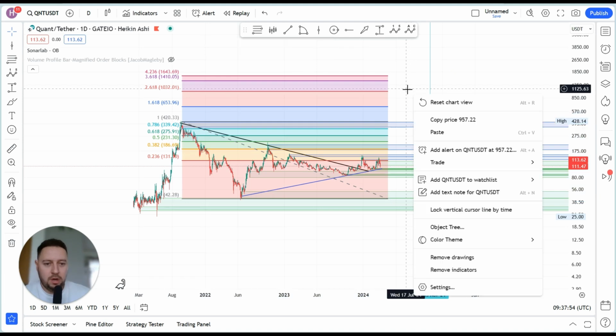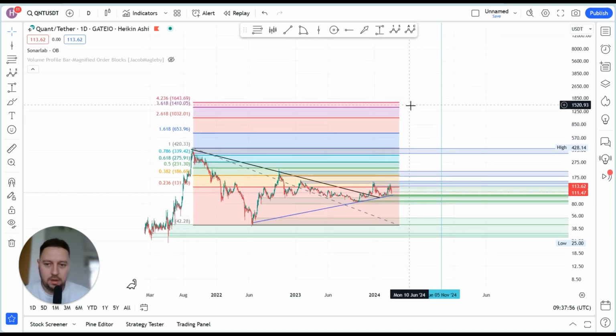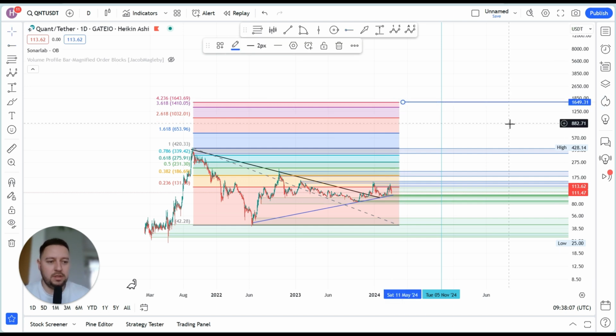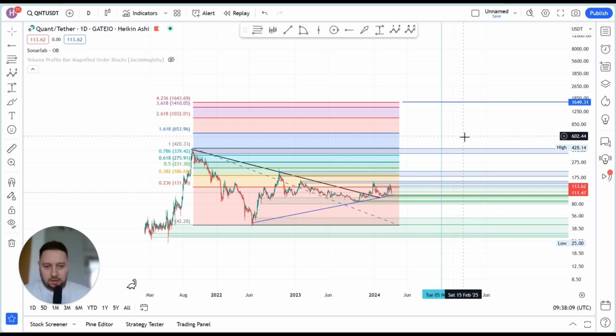So these would be our targets up here. You're looking at anywhere between $1,400 and $1,600. Okay, so I'm just going to mark that out quickly. There we go. So we've got our price target there, around $1,650. That'd be looking at our target.